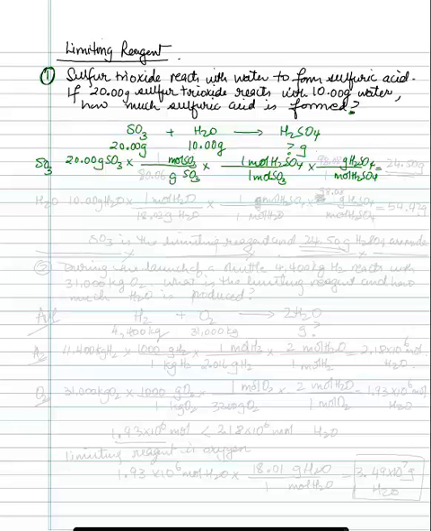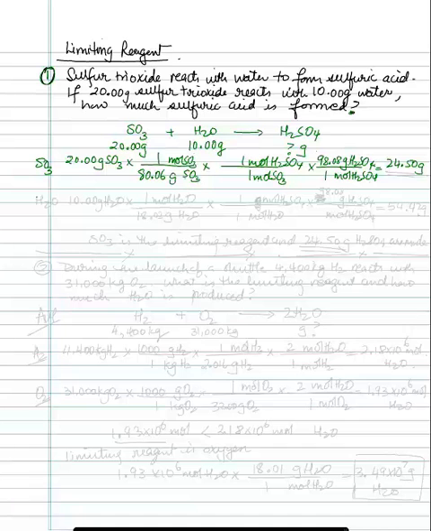Let's go ahead and put in the numbers. In 1 mole of sulfur trioxide, we have 80.06 grams, which is 1 sulfur plus 3 oxygens. That gives you 80.06. And then in 1 mole of sulfuric acid, we have 98.08 grams of sulfuric acid. The 1-to-1 mole ratio is coming from the equation. So once you do the calculation, the answer is 24.50 grams of sulfuric acid.